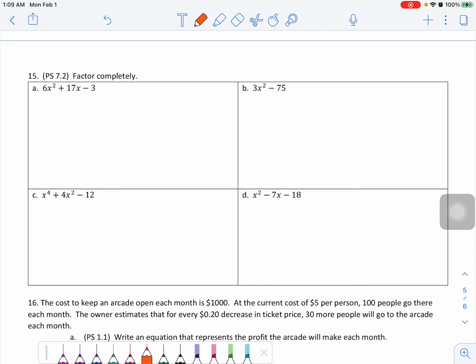All right, let's start working through the problems on page 5. So, page 5 of the study guide. So problem number 15, we're continuing to work on factoring.